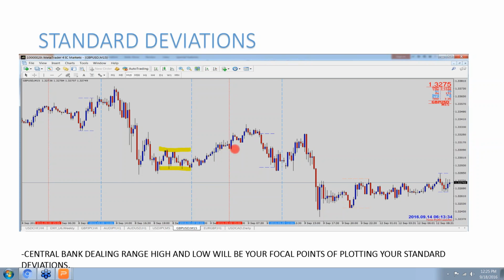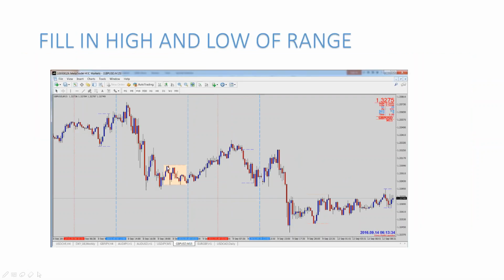So what do I mean by that? Let me show you some examples. As we go into the next slide, as you can see, I've filled in this box here. What this represents is the central bank dealing range. Once the high and the low is filled in, if you go into insert on your charts, you can insert shapes. I like to fill it out with just a shape, and then draw that shape out.